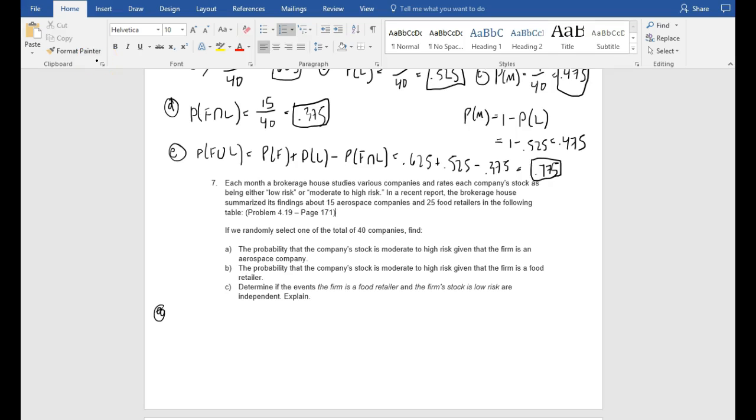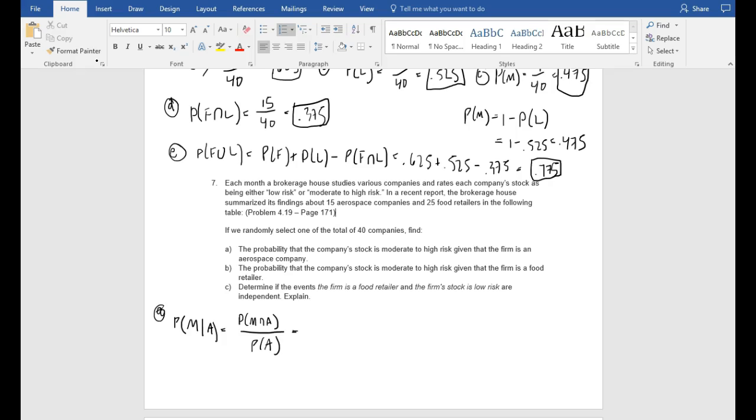A, the probability that the company stock is moderate to high risk given that the firm is an aerospace company. So we'll say the probability that it's moderate to high risk, so we'll just call that M, given that it's an aerospace company. And now we know our formula for conditional probability is the probability of the intersection over the probability of that which is given.